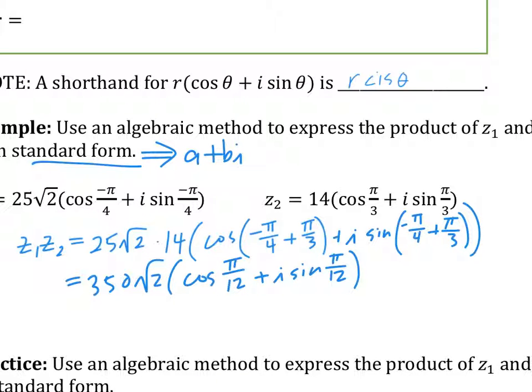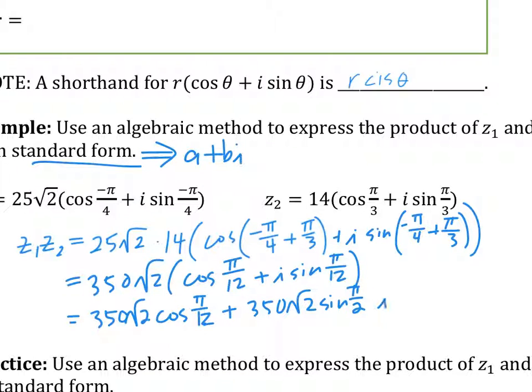So now we are currently in trigonometric form. How do we change this to a plus bi? It's actually really, really easy. Yeah, you just multiply everything together. Yes, you expand it. So basically it's 350 root 2 cosine pi over 12. So you're going to use your calculator to figure out what that number is. Plus 350 root 2 sine pi over 12 i.